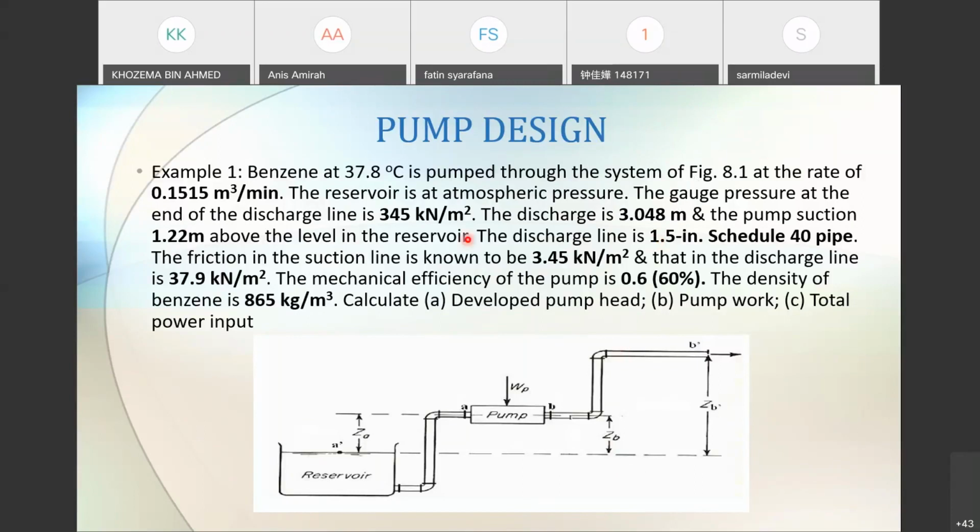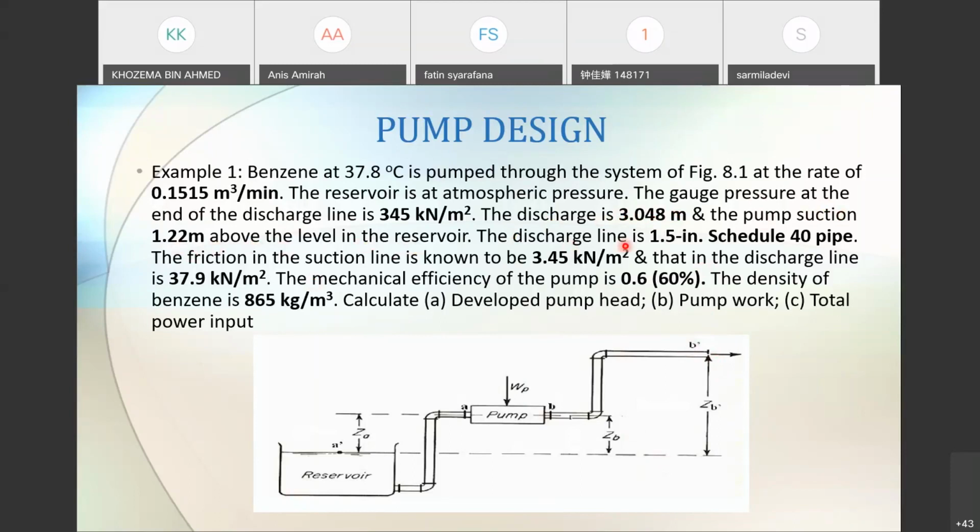So our first example here is benzene at 37.8 degrees Celsius is pumped through a system shown in figure 8.1 at the rate of 0.1515 meter cube per minute. The reservoir is at atmospheric pressure. The gauge pressure at the end of the discharge line is 345 kilonewton per meter squared. The discharge is 3.048 meter and the pump suction is 1.22 meter above the line in the reservoir.